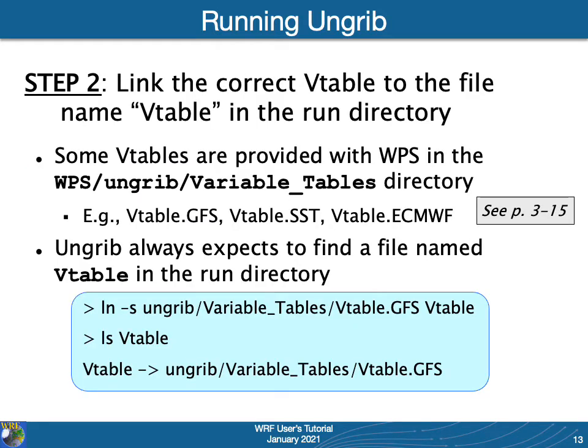After editing the nameless.wps file, the next thing that we need to do is to link or copy the correct vtable into our run directory. Various vtables corresponding to different sources of Grib data are provided with the WPS in the WPS/Ungrib/variable tables directory. For example, we have vtables for GFS data, for ECMWF data, and for various sea surface temperature data sets. The key point is that the Ungrib program always expects to find a file named simply vtable in the run directory, with no suffix. So when linking or copying, we need to make sure to remove that suffix.